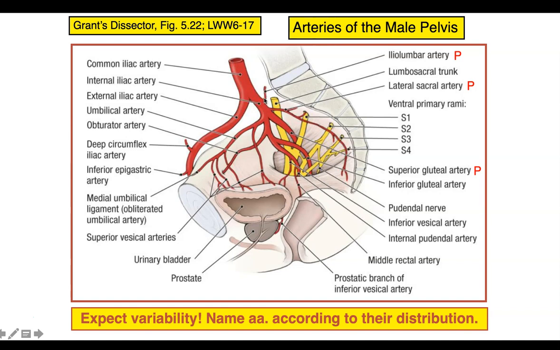And there is another one, the iliolumbar artery. The iliolumbar artery, lateral sacral artery, and the superior gluteal artery are the posterior branches of the internal iliac artery. And the umbilical artery, obturator artery, inferior vesical, middle rectal, internal pudendal, and inferior gluteal are all anterior branches of the internal iliac artery.